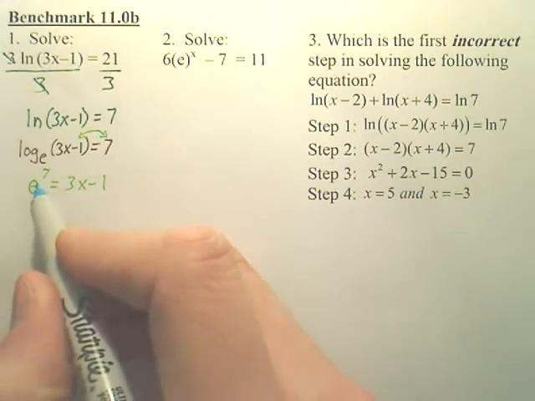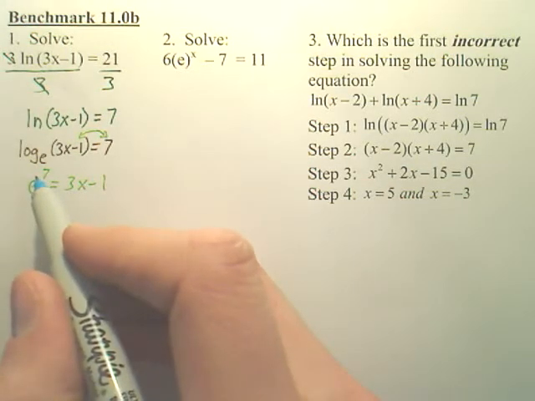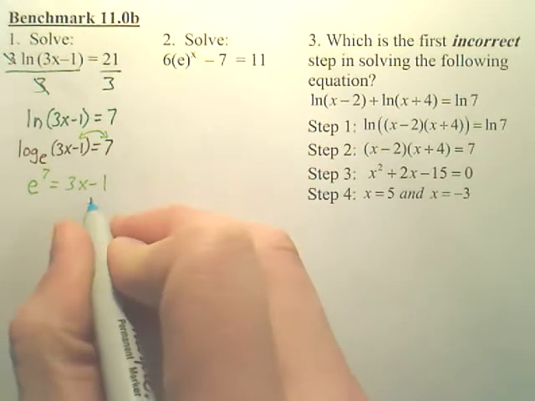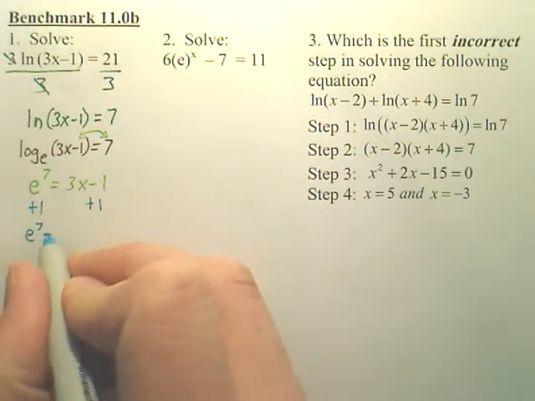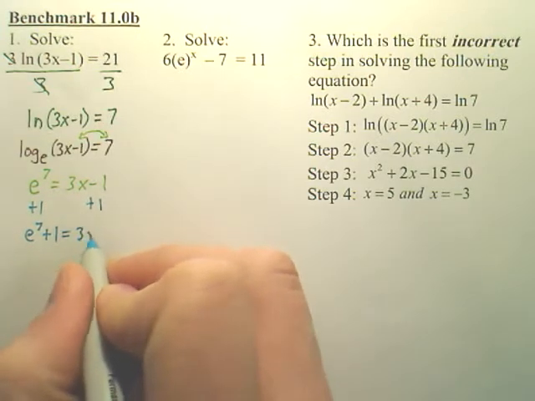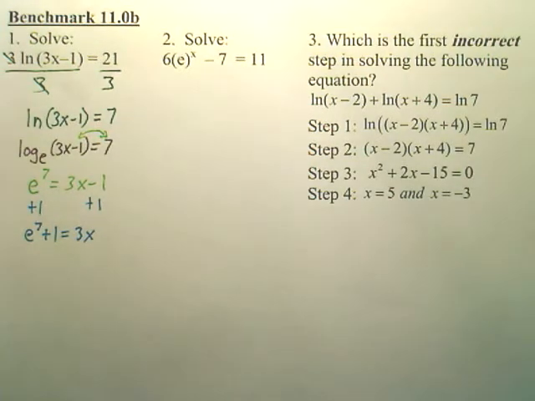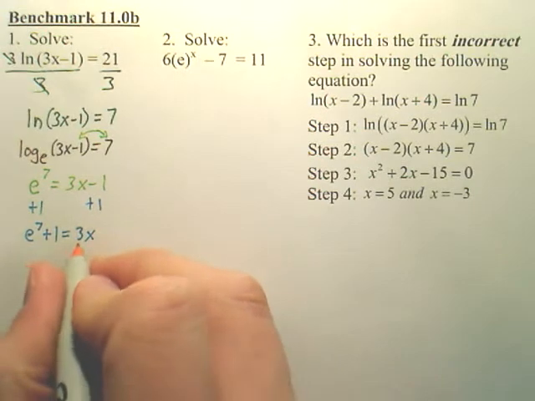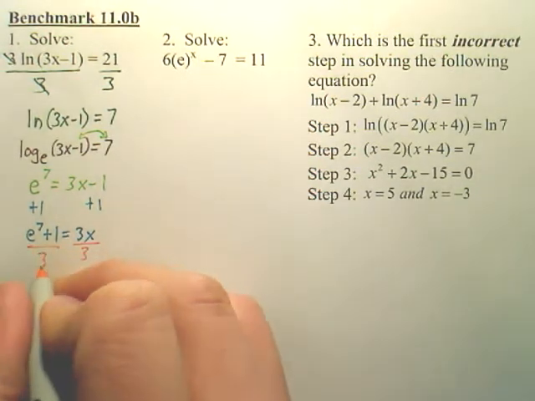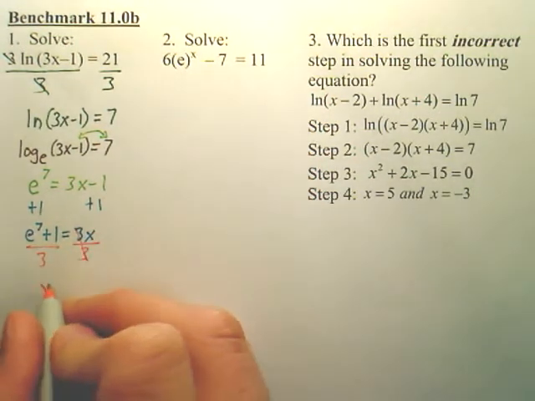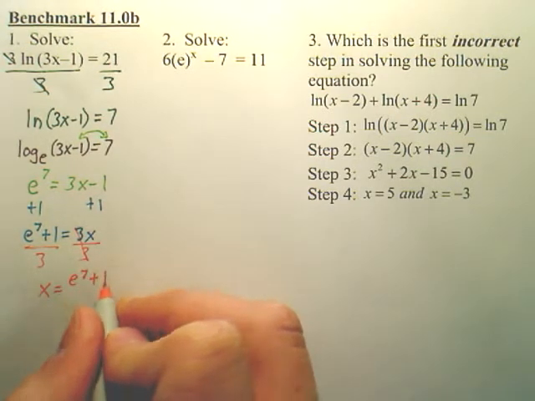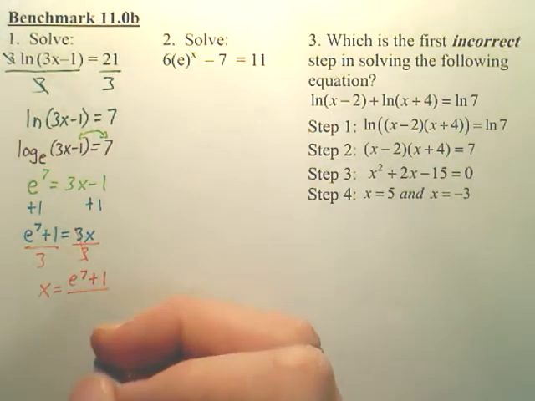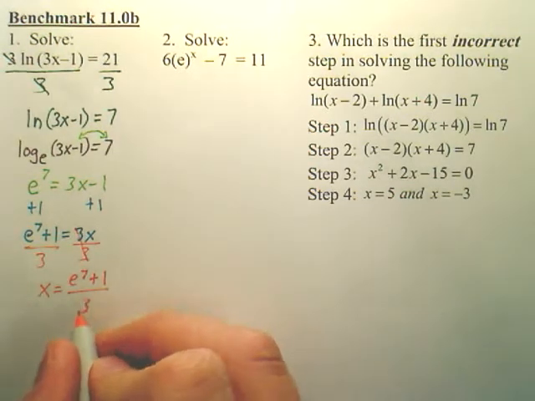E to the 7th is a number. We don't need to calculate it on a benchmark. So we just add the 1 over. E to the 7th plus 1 equals 3x. And then divide by 3. So we have x equals e to the 7th plus 1 all over 3.